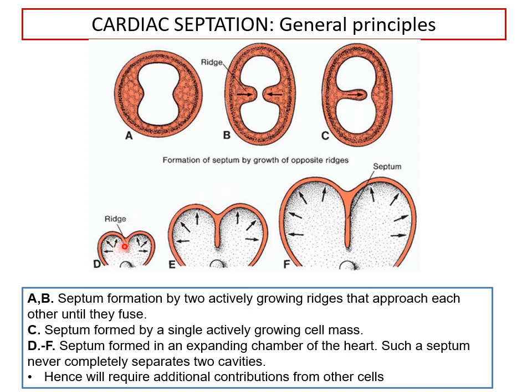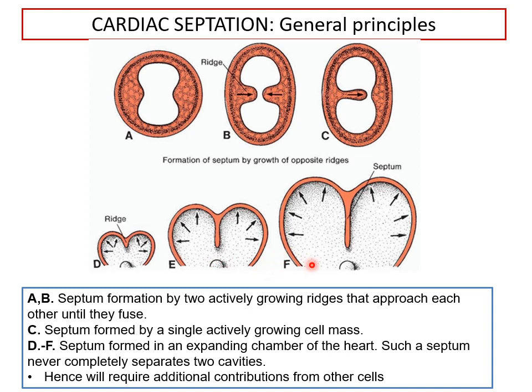Now the third thing that can happen is a partition starts growing, say from the roof as shown in D, E, F and all that, towards the other side, but this chamber itself that we are trying to partition is expanding continuously. So you see, will this partition ever reach the other side of the wall?